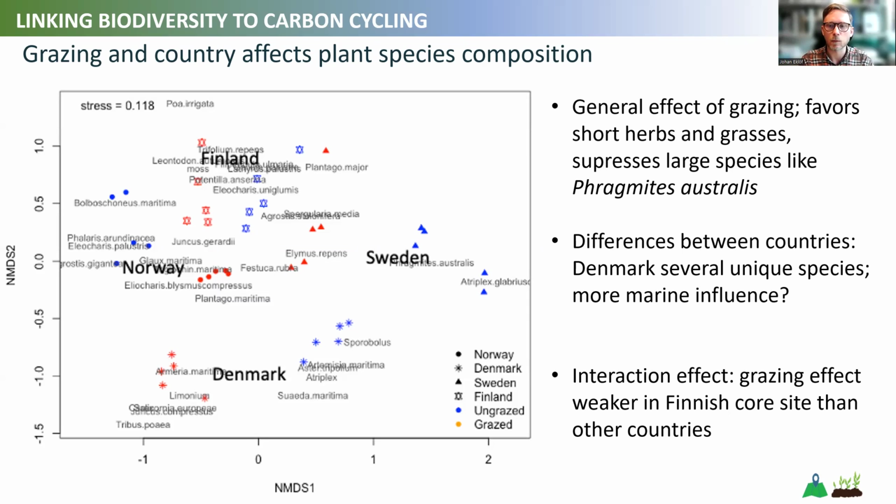In Denmark, particularly, we see several unique species, and these are true, common salt marsh species that would be found in more saline areas, suggesting that the Danish site is more influenced by marine conditions than all of the 3 other core sites. We also see a strong interaction effect here, that grazing effects on composition seem to be weaker in the Finnish core site than in the other countries. However, we want to emphasize that this data only comes from these 4 pairs of grazed sites. It's a relatively small data set.